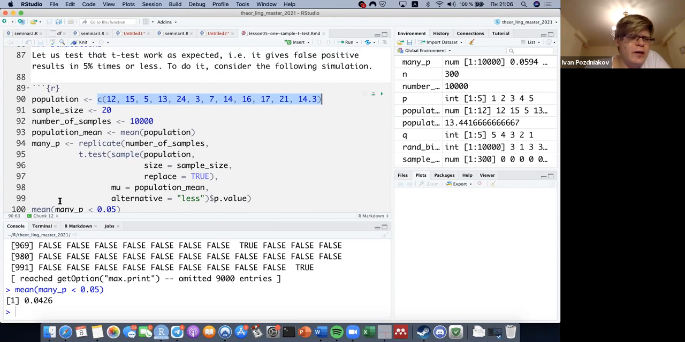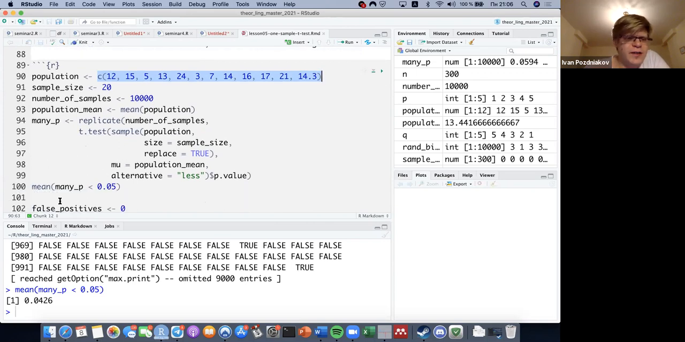Maybe it's because we have this strange population, but I don't think it matters much. If we do another simulation, it will be slightly higher than 0.05, and this time it's slightly lower than 0.05. So in approximately 5% of cases we will get a p-value less than 0.05 in case our null hypothesis is really true. And here we know that it's true, just a very specific case.